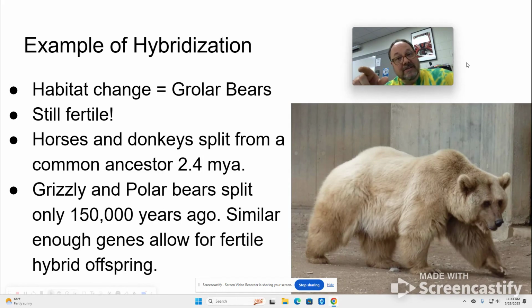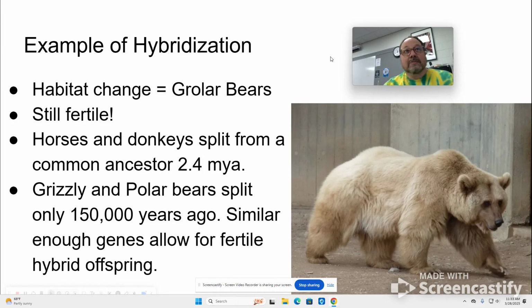Well, the populations for modern horses and modern donkeys split from a common ancestor about 2.5 million years ago. For polar bears and grizzly bears, they split from a common ancestor only about 150,000 years ago. So they haven't had as much time to accumulate as many differences.